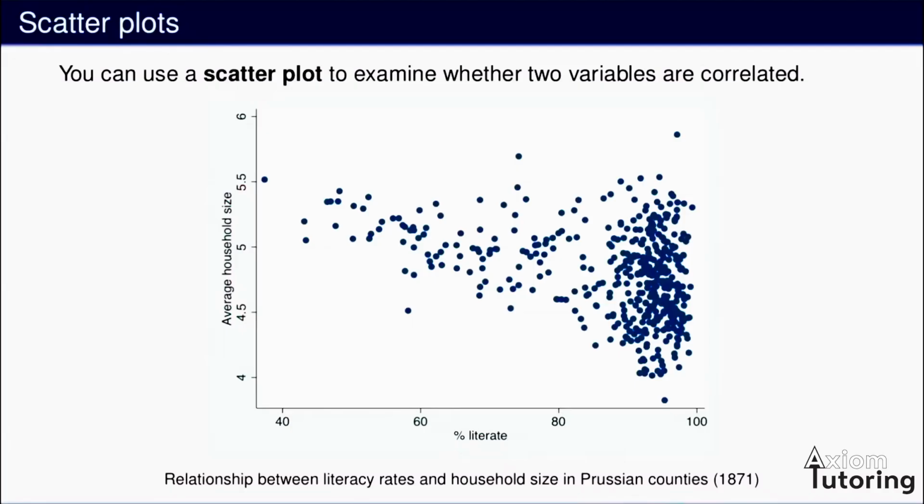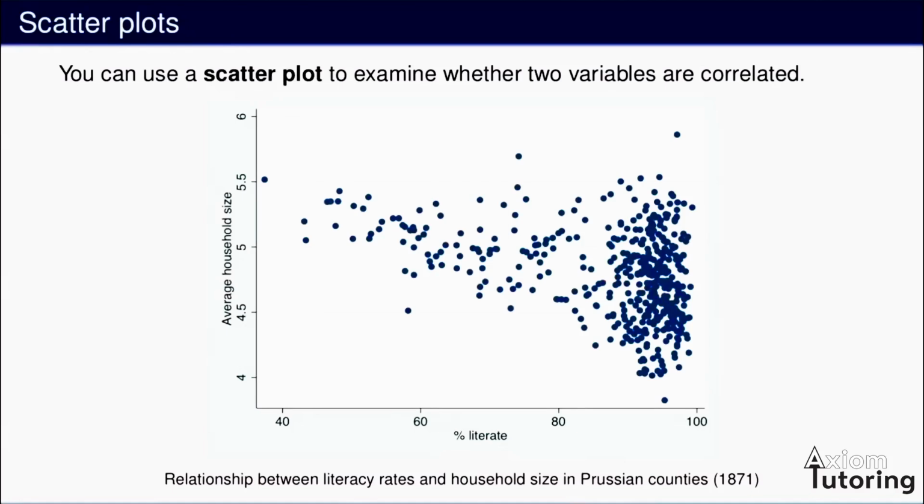And we're looking at census data from Prussia in the 1870s. Right? So if you look at this scatter plot, what do you notice? Well, one thing that you might notice is that there seems to be a downward trend between the percentage of literate people in a county and the average household size. Okay, so that means that the more literate the county, the lower the average household size in that county. Right, that seems to be the trend that we observe.